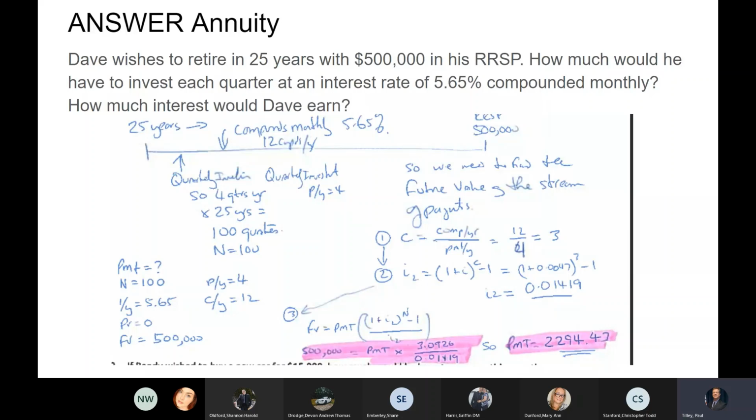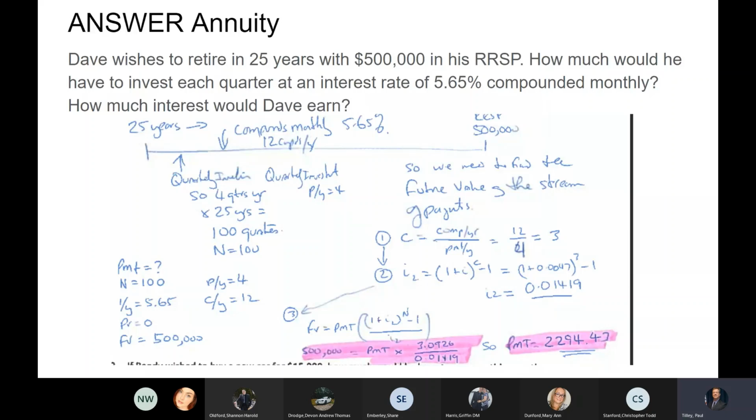So with those bits of information, we're calculating the payment, but we've got the future value. We've got the value of I2. We've got the value of N. And so we can plug that into the formula. So the formula is future value equals payment, 1 plus I2 to the power of N minus 1 over I2. We plug all those numbers in, and you will calculate the payment to be $2,294.43.